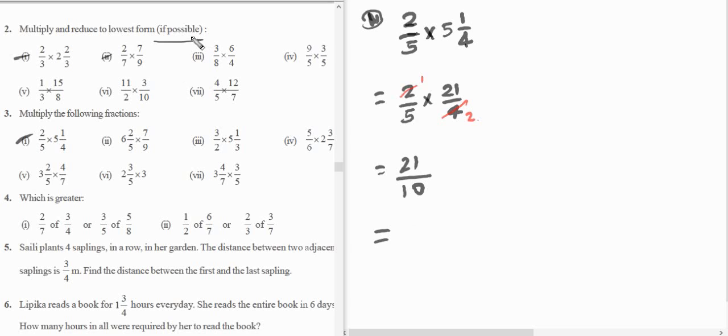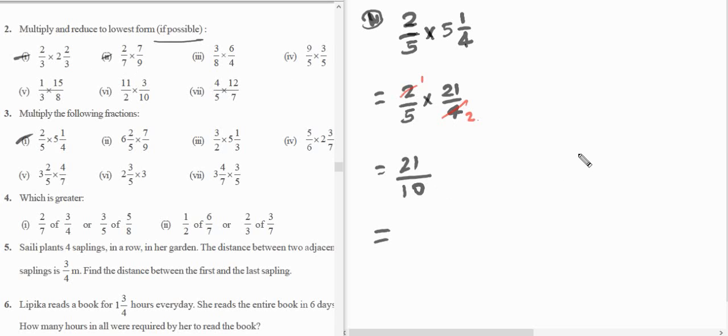क्वेश्चन में ये लिखा हुआ है बस कि कन्वर्ट इट इनटू द लोवेस्ट फॉर्म. सो इट इज नॉट नेसेसरी टू कन्वर्ट इट इनटू द मिक्स्ड फ्रैक्शन. मिक्स्ड फ्रैक्शन में कन्वर्ट करना ये नेसेसरी नहीं है, right? But you can cancel, you can convert it into the mixed fraction.